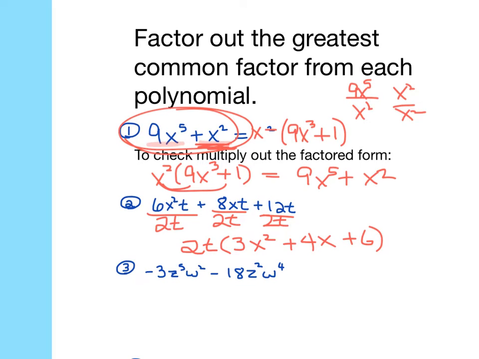Now, if this resulting trinomial could be factored, I would continue factoring. However, this one is going to be prime. I can't factor it, so I'm finished. So right now at the beginning, all we're doing is factoring out a greatest common factor. Tomorrow, we'll factor out a greatest common factor, and then we're going to keep on factoring. So we're going to be factoring multiple times. This skill of factoring is not going to go away.